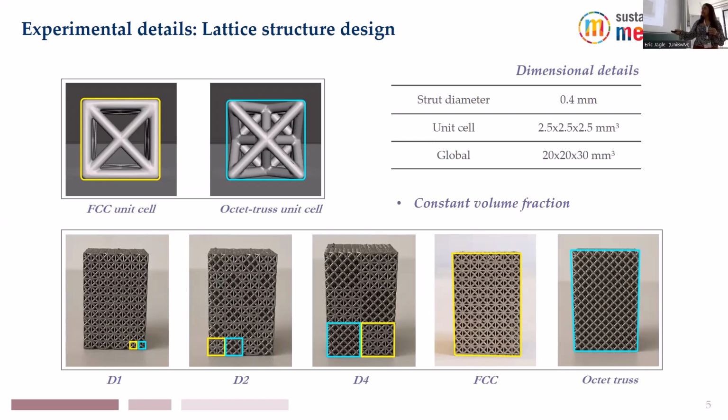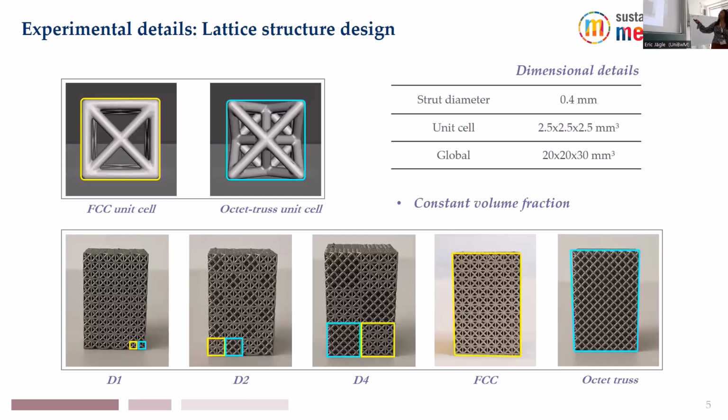In D2, we clumped 2 unit cells together of one topology, so 2, 2, 2, 2. And in D4, we clumped 4 together, so 4, 4, 4, 4 in this way. We also designed single crystal FCC and octet truss lattices just to have a comparison of mechanical properties with these 3 structures. Here you can see the FCC unit cell, and here you can see the octet truss unit cell. These are the dimensional details.